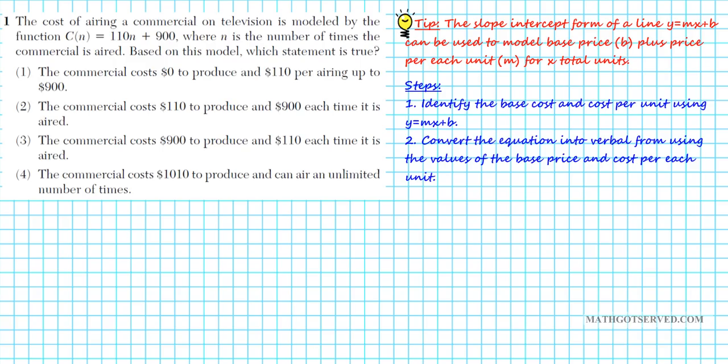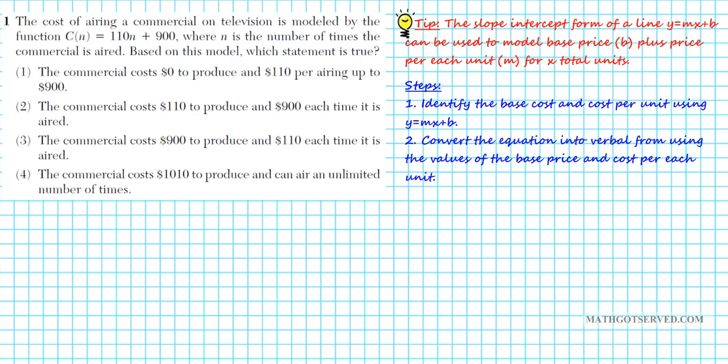All right, let's take a look at problem number 1. It reads, the cost of airing a commercial on television is modeled by the function C of n equals 110n plus 900, where n is the number of times the commercial is aired. Based on this model, which statement is true?